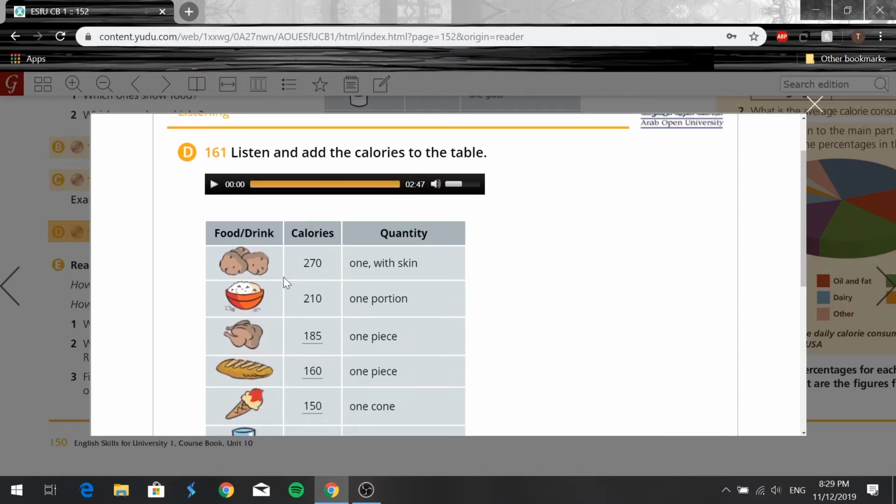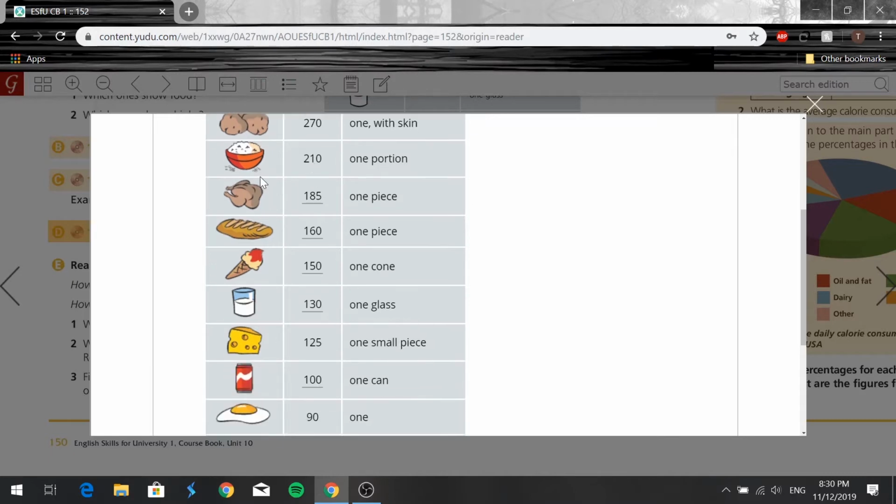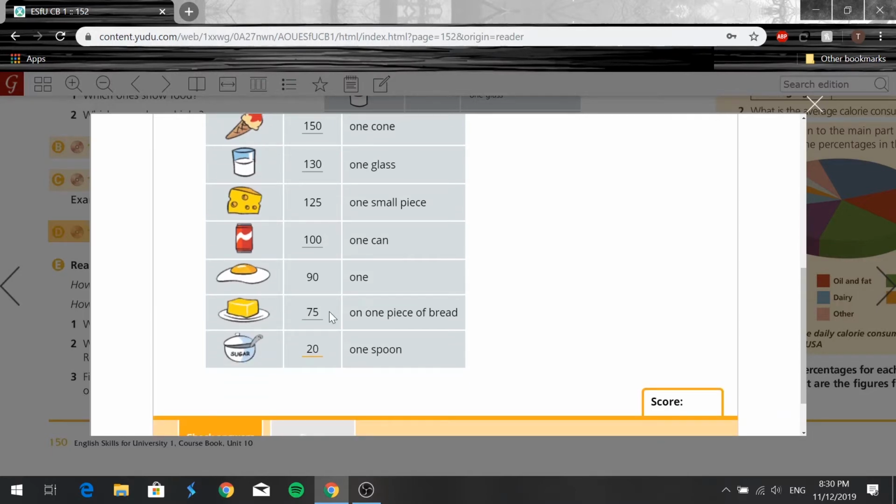Right, a pretty interesting audio. So we added the calories, and I hope you guys got a better idea of how calories work and how we measure them. So we said that 1 potato with the skin is around 270 calories, while one portion of rice is 210 calories. A piece of chicken sits at around 185 calories, and then one piece of bread is at around 160 calories. And if you add butter on that piece of bread, that's an extra 75 calories, depending on how many grams you add. And for cheese, one small piece is 125 calories, which is a lot.